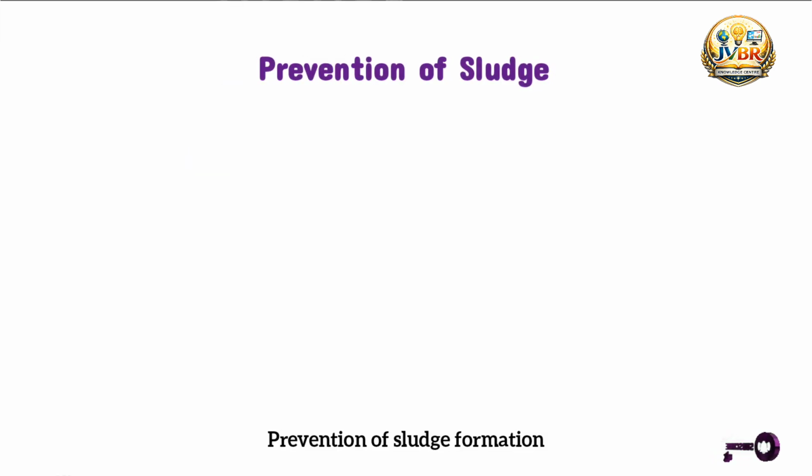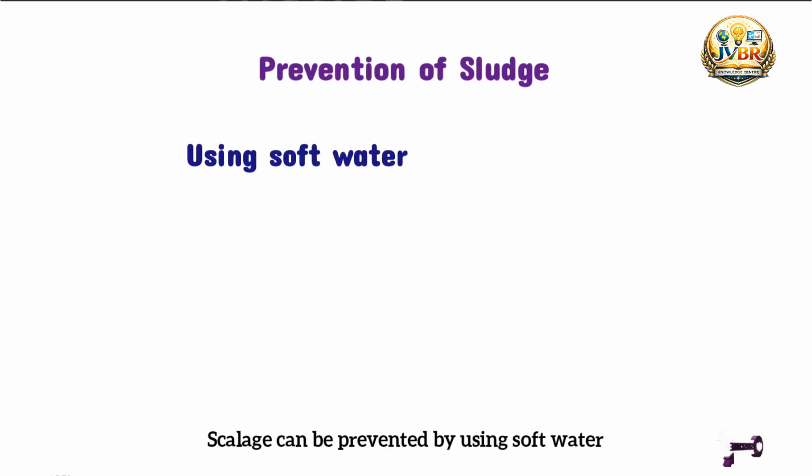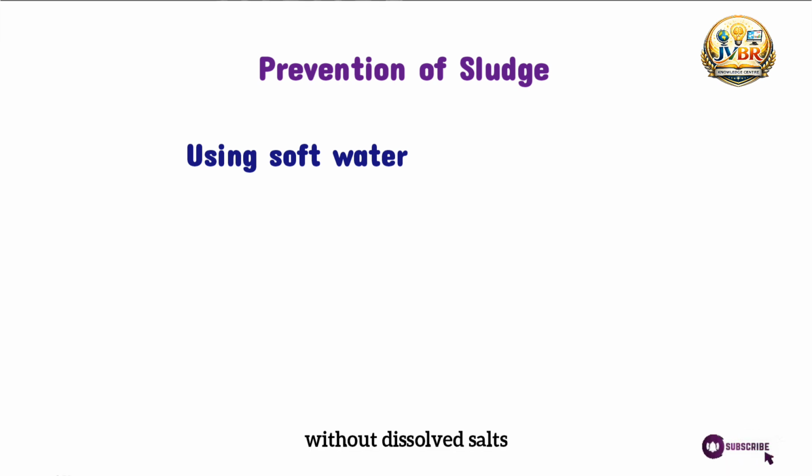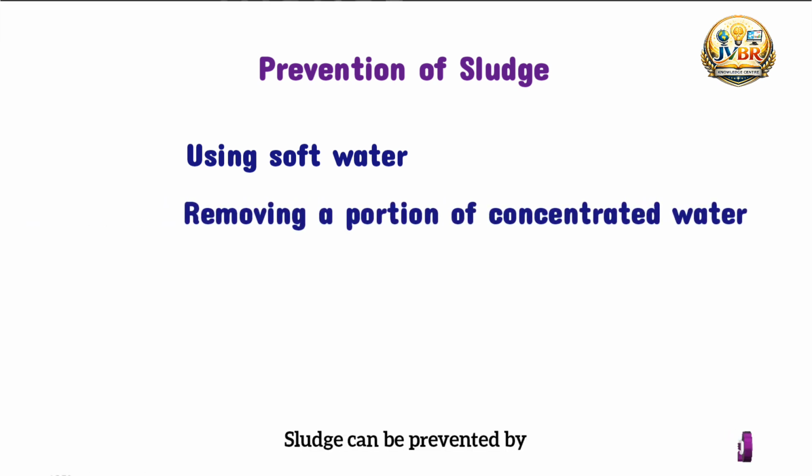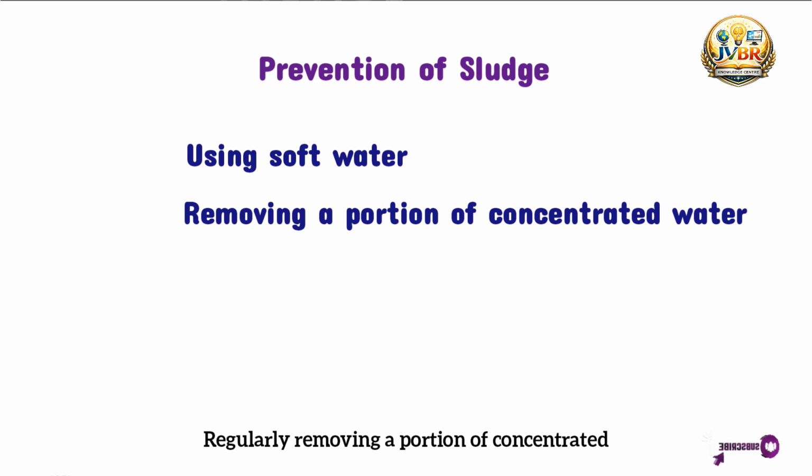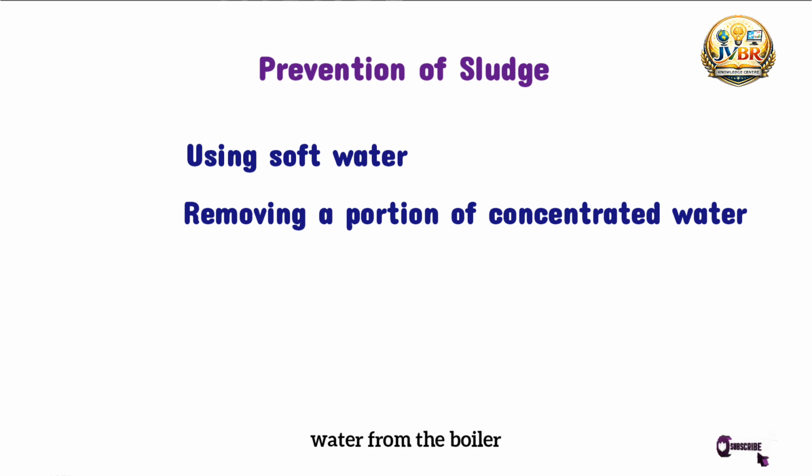Prevention of sludge formation. Sludge can be prevented by using soft water without dissolved salts. Sludge can be prevented by regularly removing a portion of concentrated water from the boiler.